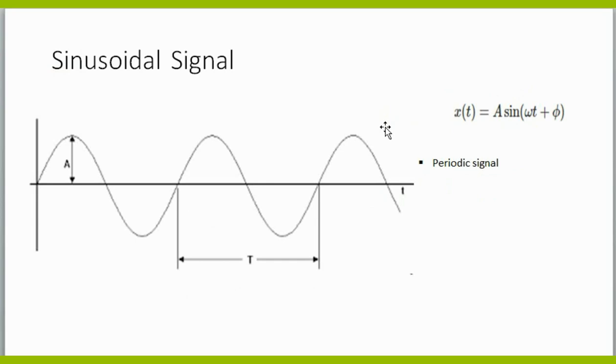So next comes the sinusoidal function. See, this is a sinusoidal function. This is a periodic signal, and this can be expressed as x of t is equal to a sine of omega t plus phi, where a is the amplitude of the signal, omega is the frequency, and phi is the phase. Okay, so here capital T is the time taken by one cycle of the wave. Small t is the total time period of the signal.